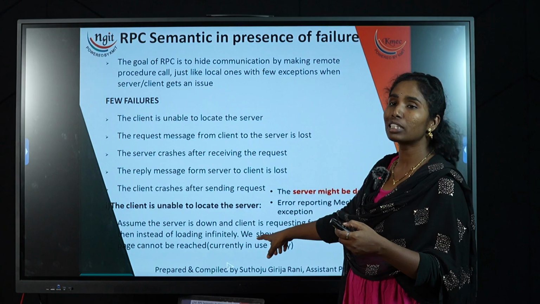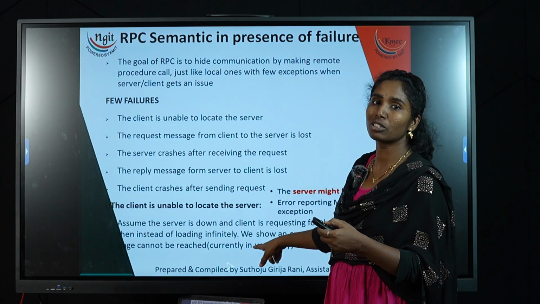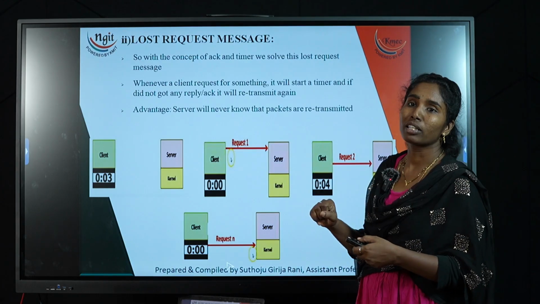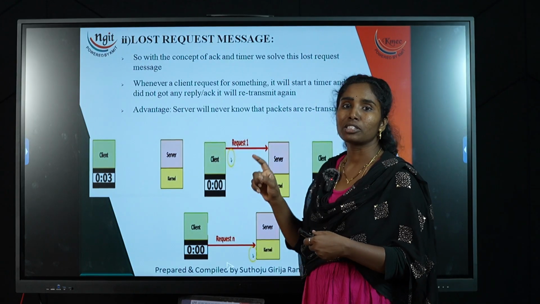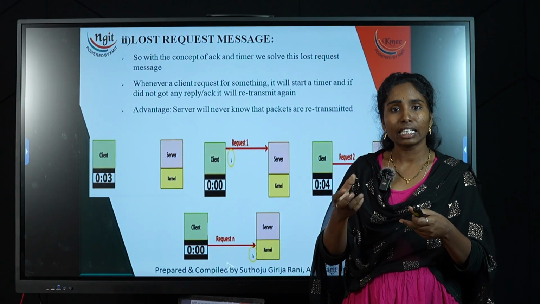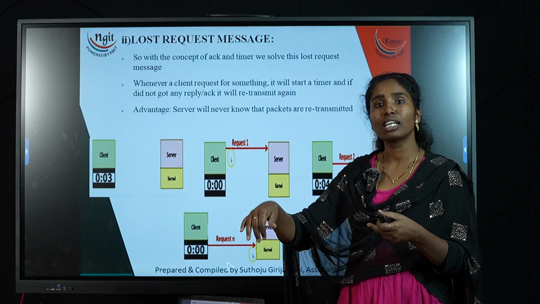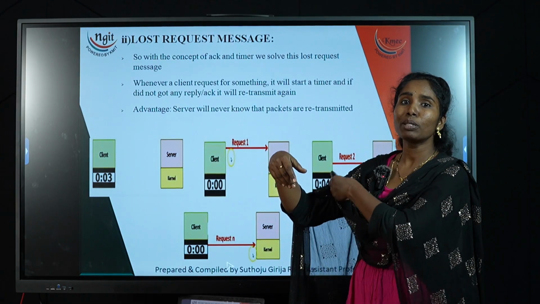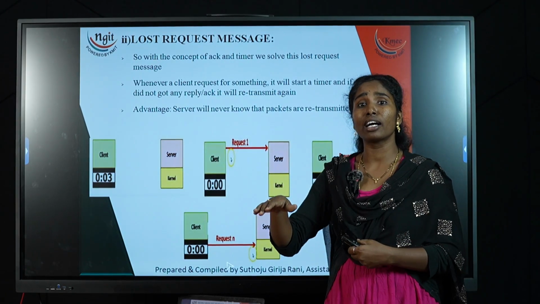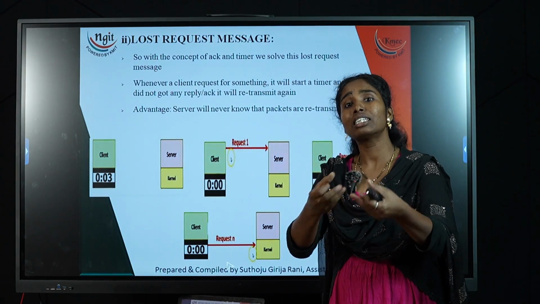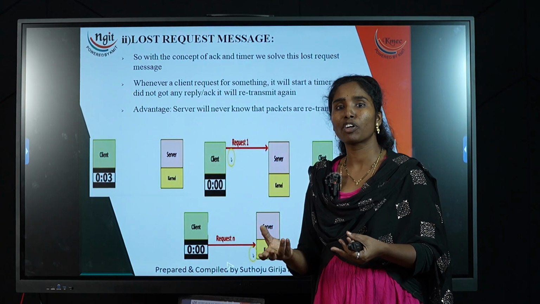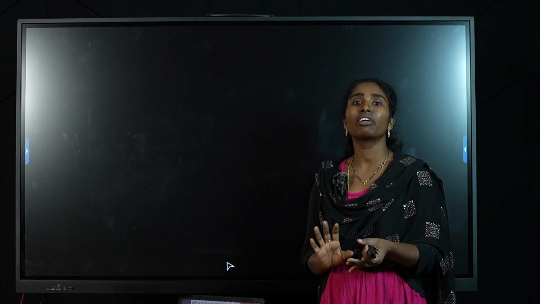So, this is the first type of failure with its solution. Now, the second one, lost request message. Whatever message the client sent will be lost, and the server will not be aware, because the server will never know that the client has sent some message to it in the request format, since it hasn't received it at all, right?